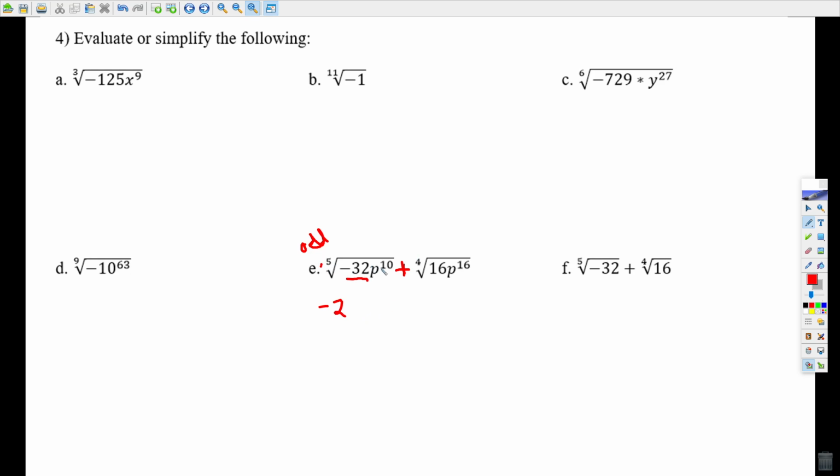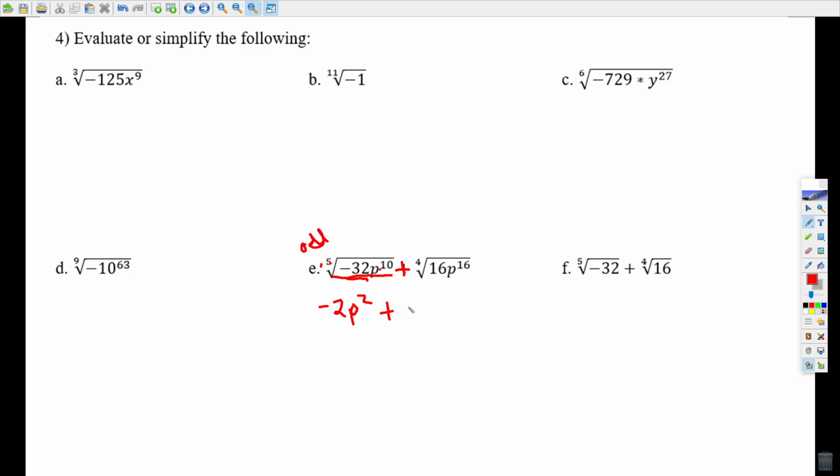Then we ask ourselves, how many times does 5 go into 10? That would be 2. So we get p squared out of this. And there's no p's left over. So we actually use this entire thing, used up the root, there's nothing left. Plus, do the same thing over here. This doesn't have a negative number, so we should be fine to use the table here.